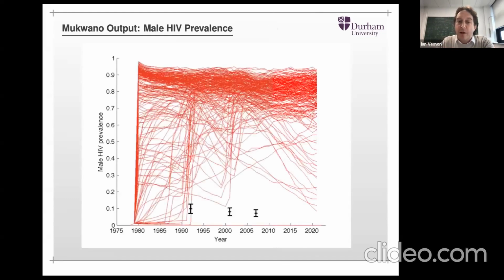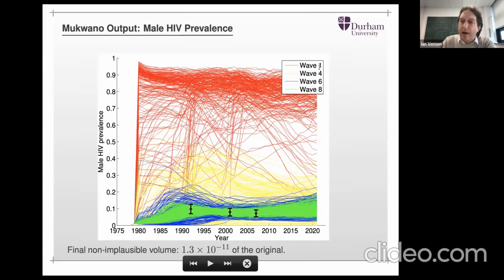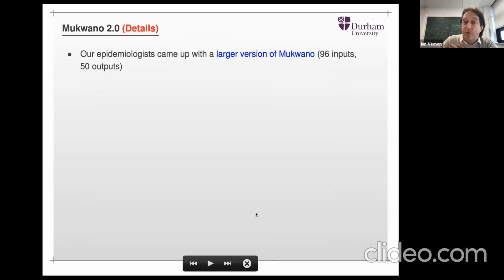So that was our first wave of runs for Mukwano. There's some targets. And we did a few more waves, and you see we get the yellow runs, the blue runs, and the green runs. And this is what we're starting to get by wave 8. We did one more wave 9 just to nail them. But you see, to start with, none of the runs were even close. Once you do this refined process, then you get lots of runs in your sort of region that you care about.